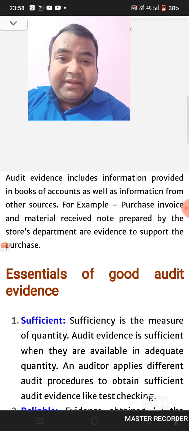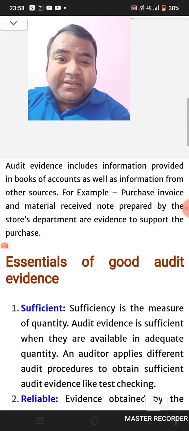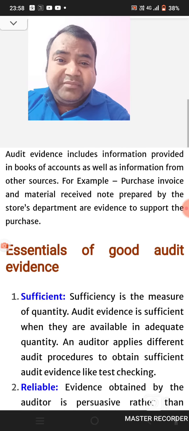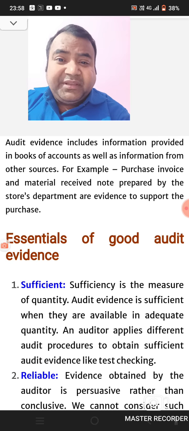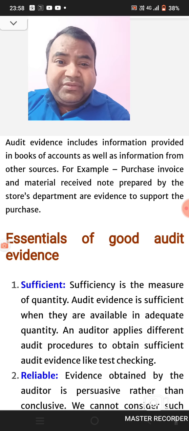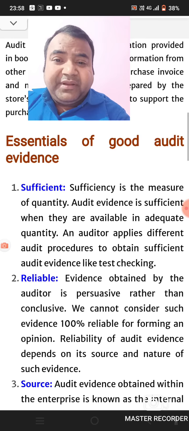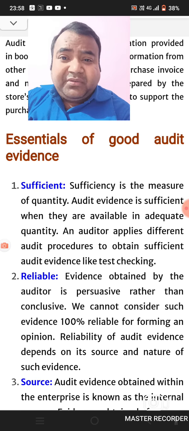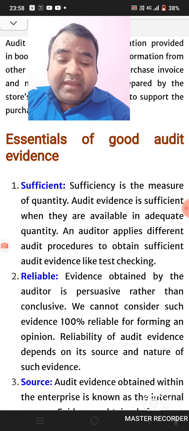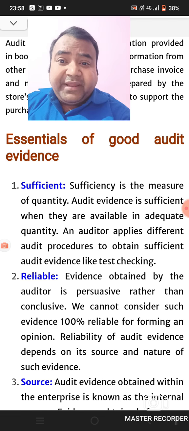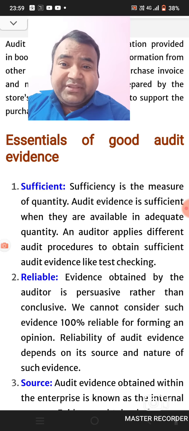So audit evidence includes information provided in the books of account as well as information from other sources. For example, a purchase invoice and a material received note prepared by the stores department are evidence to support the purchase. Essentials of good audit evidence. If we talk about the essentials of good audit evidence, it means whenever we talk about audit evidence, we talk about its essentials.